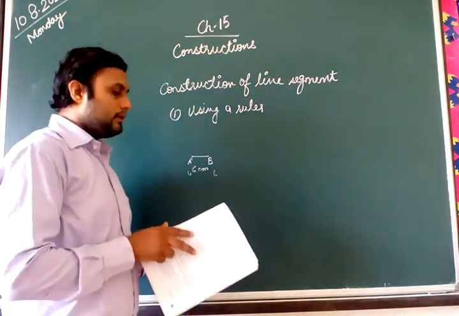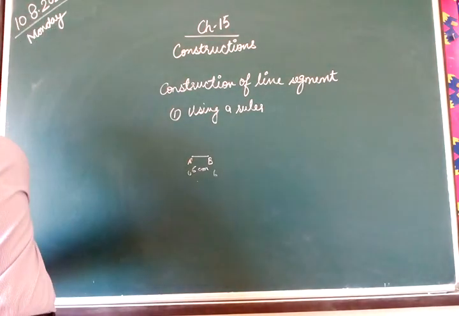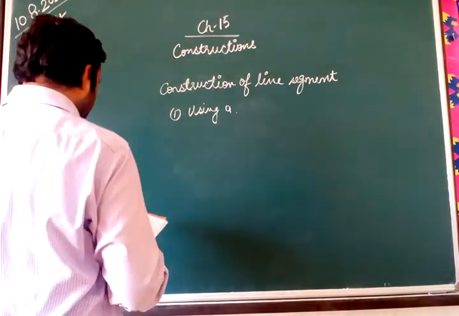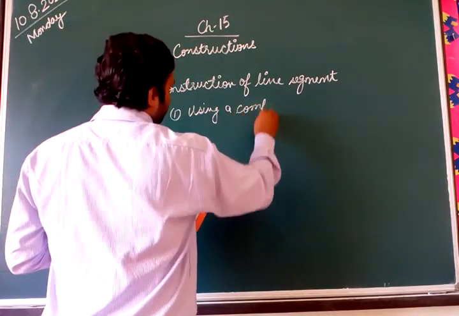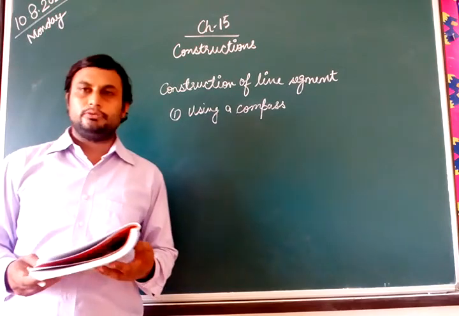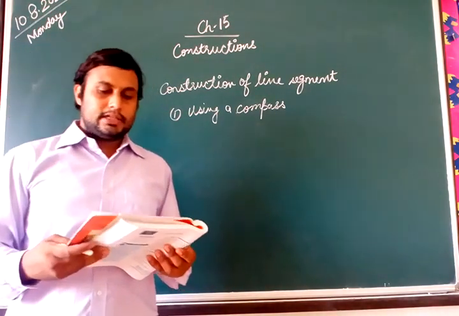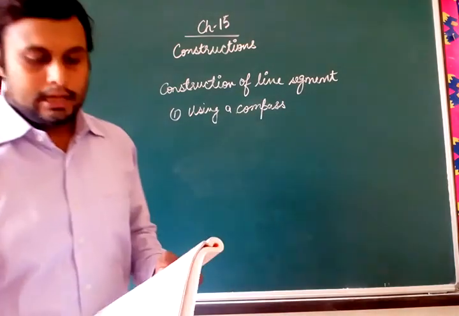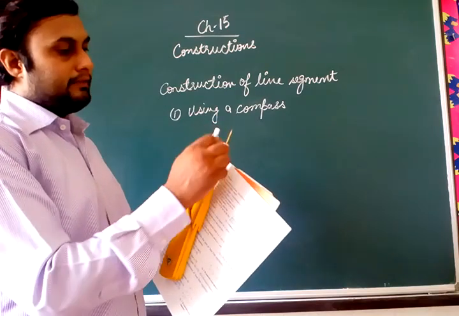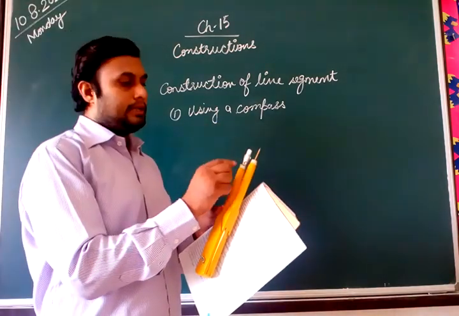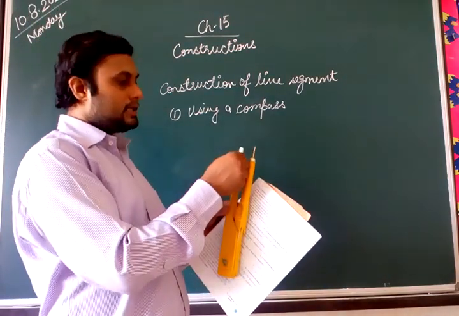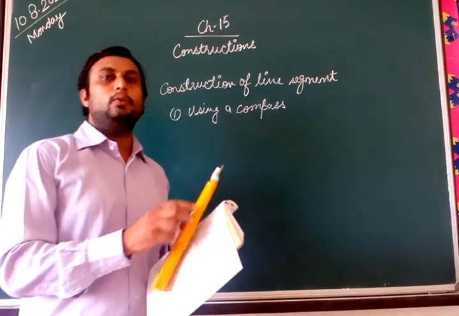The next thing is using a compass. With the help of a compass we can draw the line. A compass is very similar to a divider. The difference is the pointed second arm, and the screw attached to hold the pencil. Here is the divider. In the divider both arms are the same, but in the compass at this point you can hold your pencil. Here on the board we can hold the chalk, but in your compass you can hold the pencil.